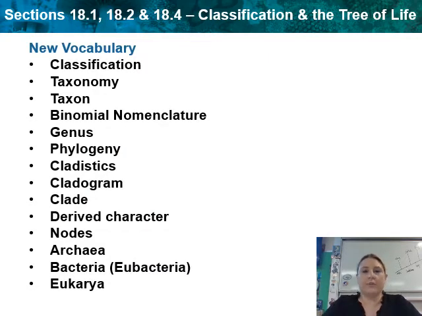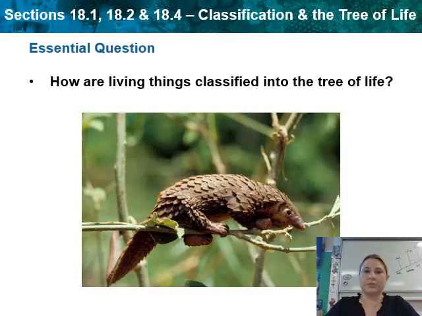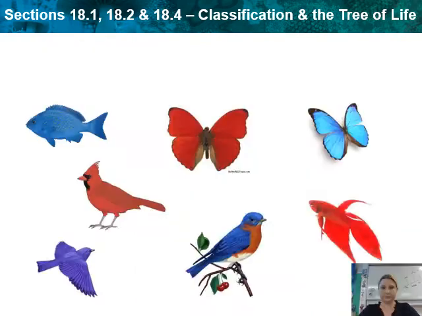Our new vocabulary: classification, taxonomy, taxon, binomial nomenclature, genus, phylogeny, cladistics, cladogram, clade, derived character, nodes, archaea, bacteria, and eukarya. Only one essential question: just how are living things classified into the tree of life?